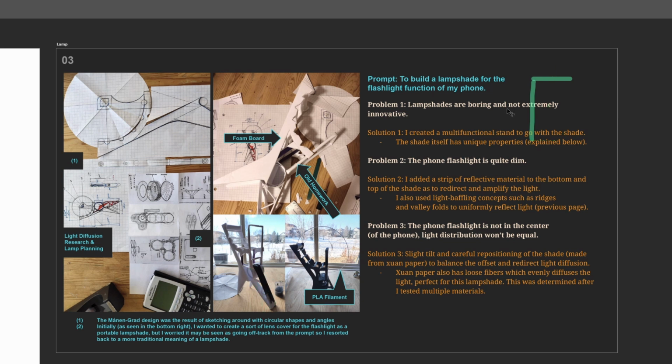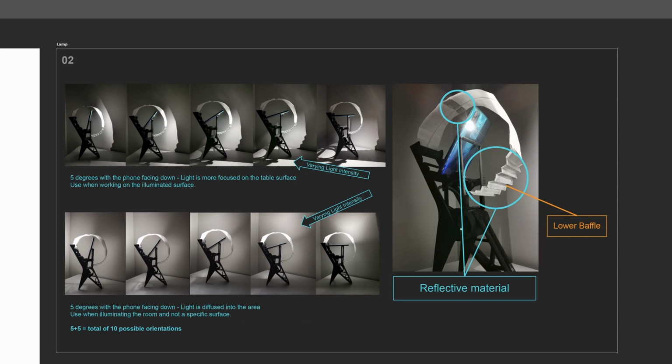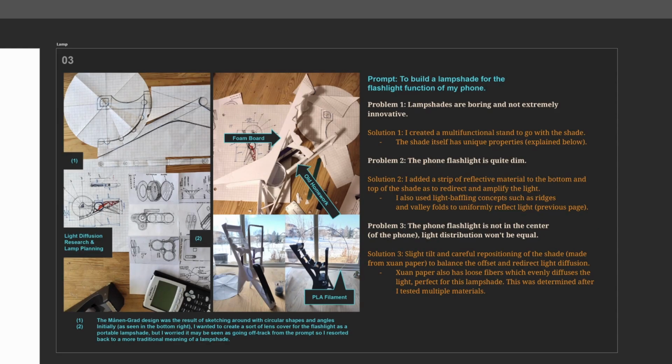So the solution here would be a slight tilt and careful repositioning of the shade, which I made from a type of tracing paper, to balance the offset and redirect light diffusion. Here we're not telling them to go to the previous page, but this again will make the admissions officer go back and take a look at all the different concepts, so they can see the light baffling, the reflective material, and the slight twist to the lampshade. And so they will become even more impressed and more intrigued by your creation.